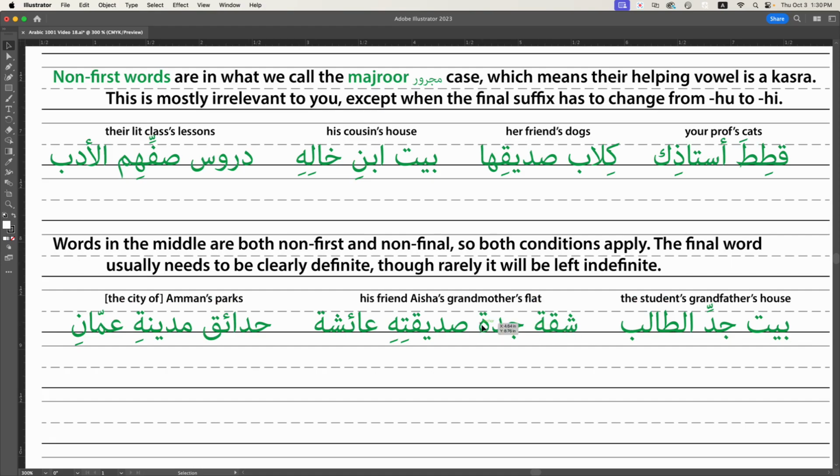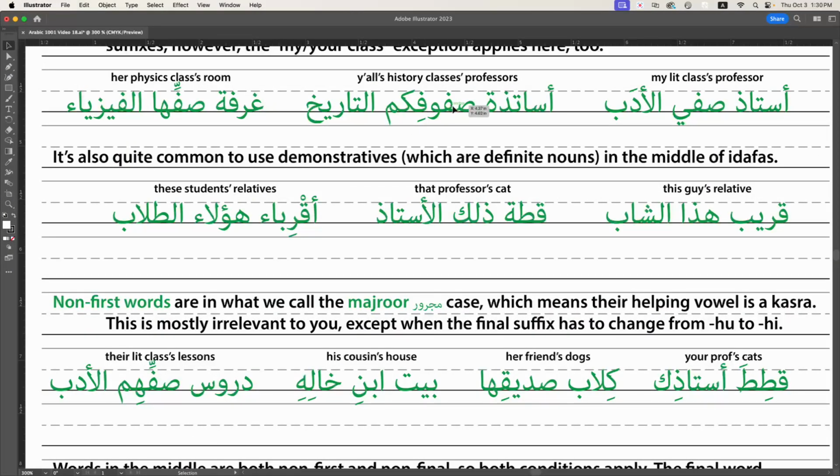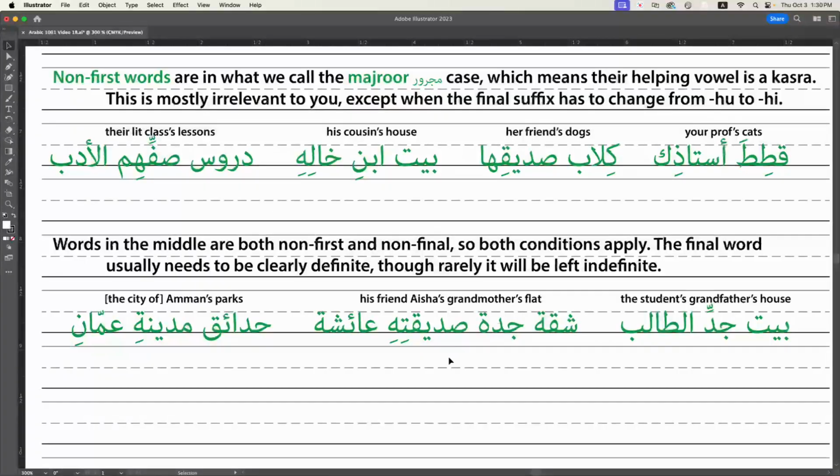Shaqqat jaddat, and I should have a kasra here as well. Shaqqat jaddati sadiqatihi Aisha. So the apartment of the grandmother of his friend, and her name is Aisha. It's a proper name, and this noun here, even though it isn't the final noun in the idafa, has a possessive suffix, making it definite. So this is like going up to where we talked about your something class. It's one of the major exceptions to the rule that non-final words have to look indefinite. So the apartment of the grandmother of his friend Aisha, or his friend Aisha's grandmother's flat.